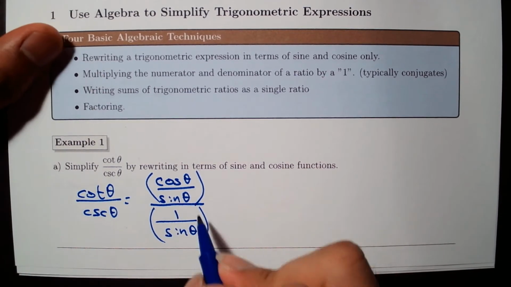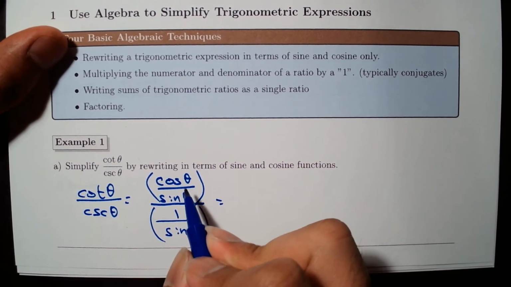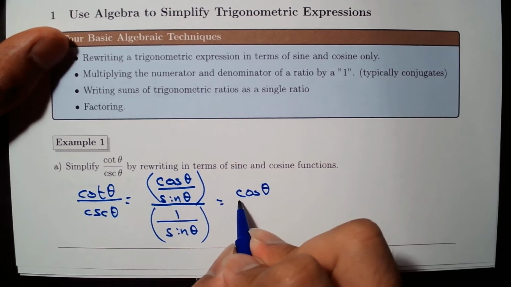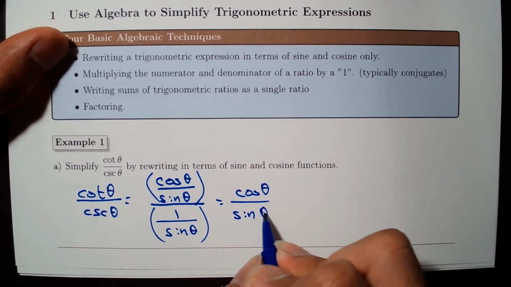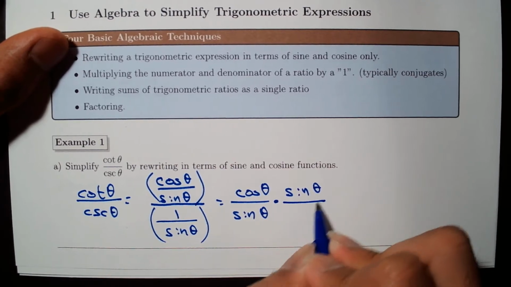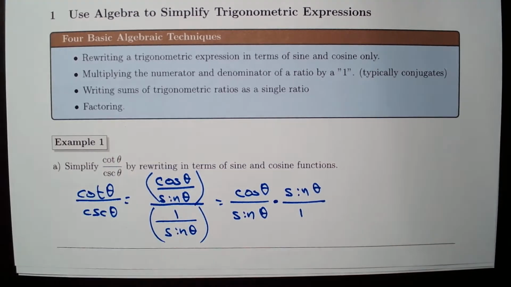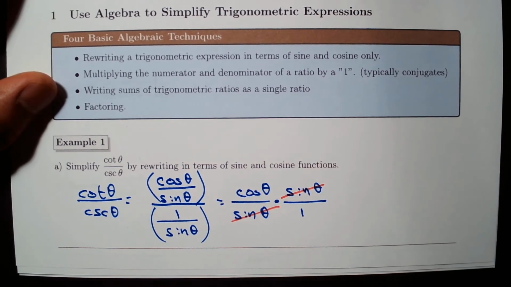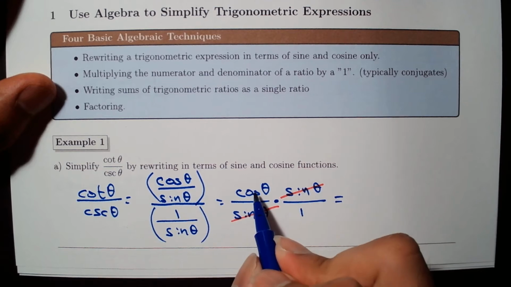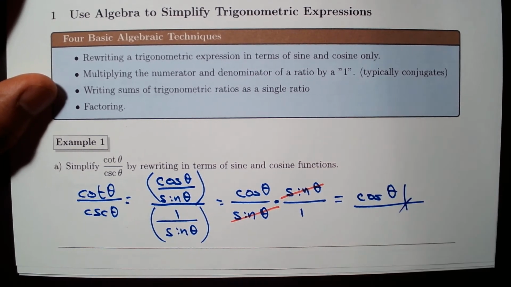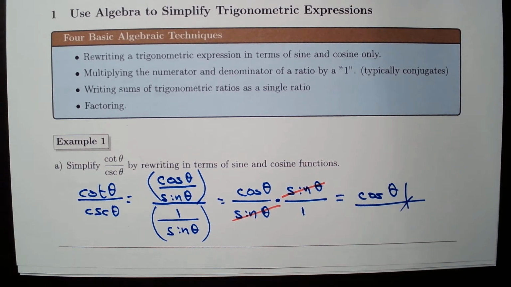Again, keep in mind that when we divide a fraction by another fraction, we keep the first fraction and multiply by the reciprocal of the second fraction. And look what's going to happen here, which is really nice. The sines are going to go away, and in the end we're going to be left with cosine divided by 1, which is simply cosine theta. All right, so that's the first example in which we are being asked to simplify.